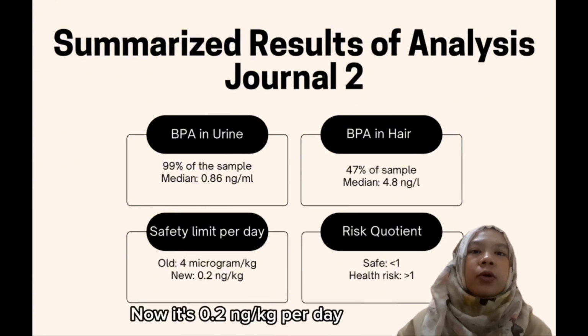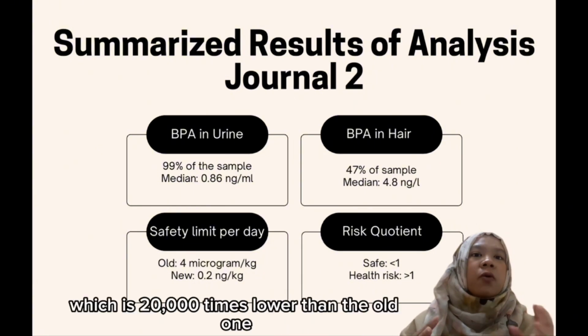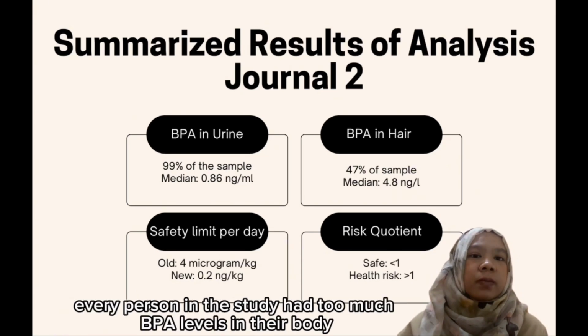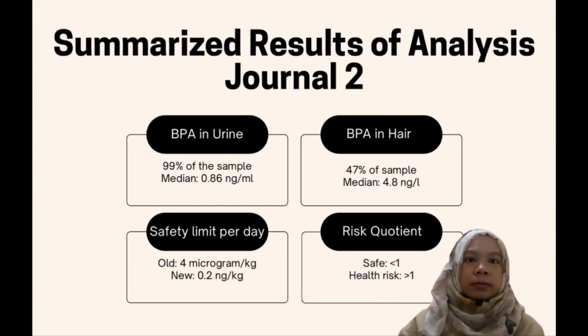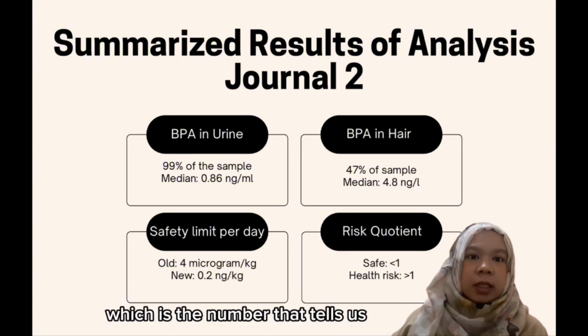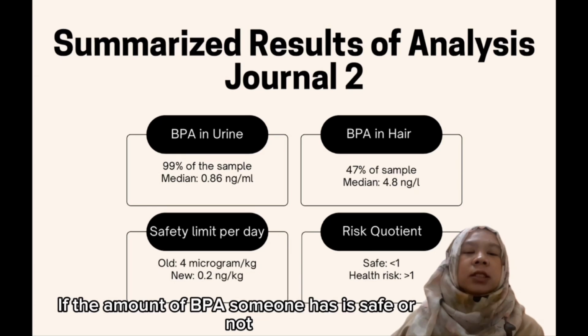Now it's 0.2 nanograms per kilogram per day, which is 20,000 times lower than the old one. Based on this new limit, every person in the study had too much BPA in their body. They also calculated something called the risk quotient, which is the number that tells us if the amount of BPA someone has is safe or not.